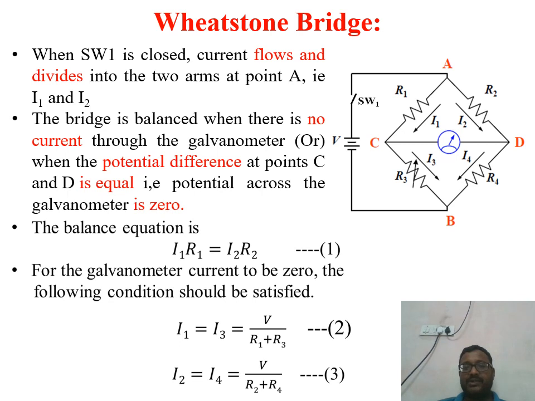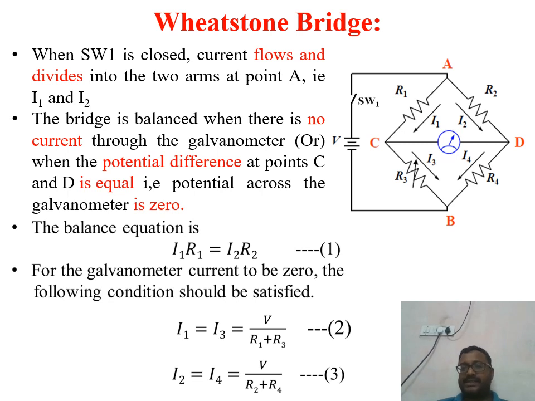Next, for the galvanometer current to be 0, what is that? The galvanometer current is 0. Then whatever current passes through the resistance R1 is equal to that passing through the resistance R3. Therefore, I1 is equal to I3. Why are we taking I1 equal to I3? Because at the galvanometer, the current is equal to 0. So I1 is equal to I3, and similarly at the D terminal point, I2 is equal to I4.